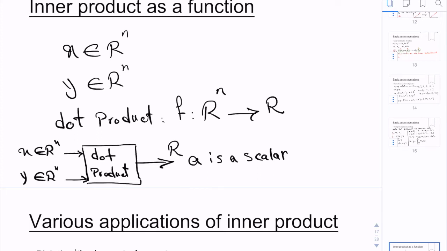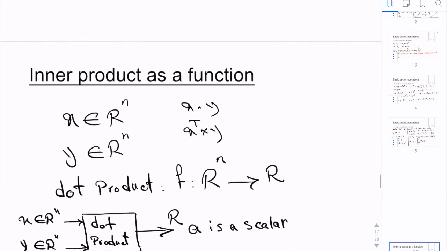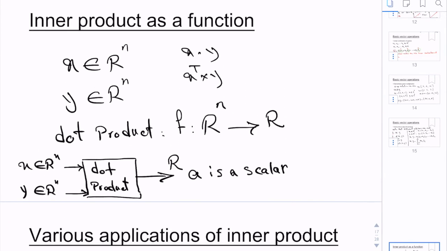I reiterate again that we have different notations in different literatures to present the dot product of vectors: x dot y, x transpose y, and also the angle bracket form x, y. These are all notations for the dot product of x and y, okay?